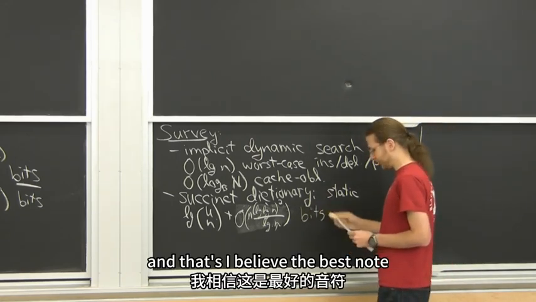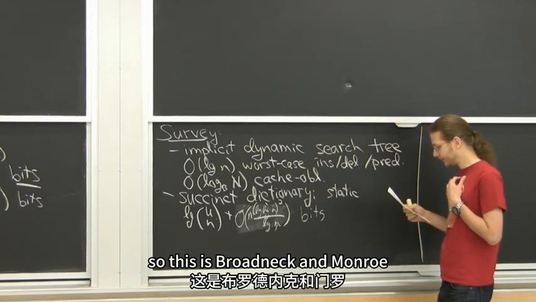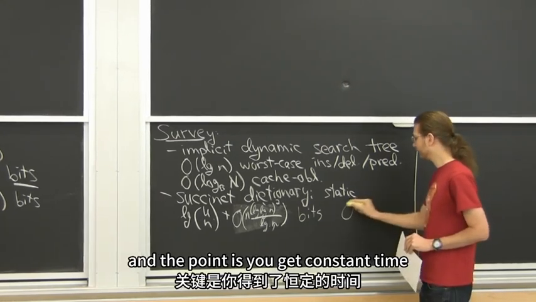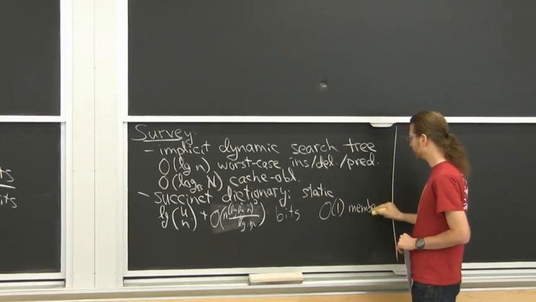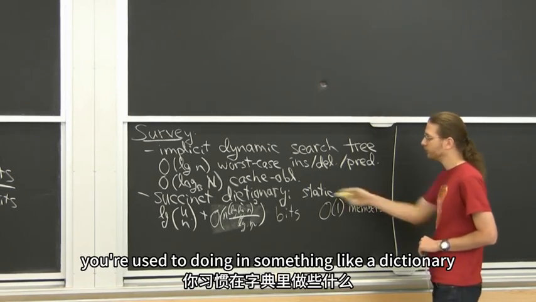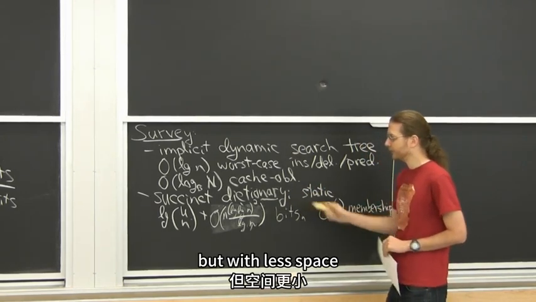That's, I believe, the best known. This is Brodnik and Munro, and then improved by Pagh. The point is you get constant time membership query. In general, the name of the game is you want to do the queries you're used to doing in something like a dictionary, in the same amount of time, but with less space.